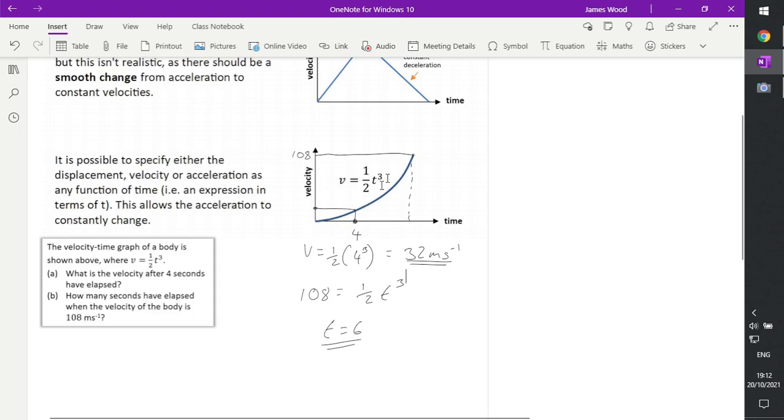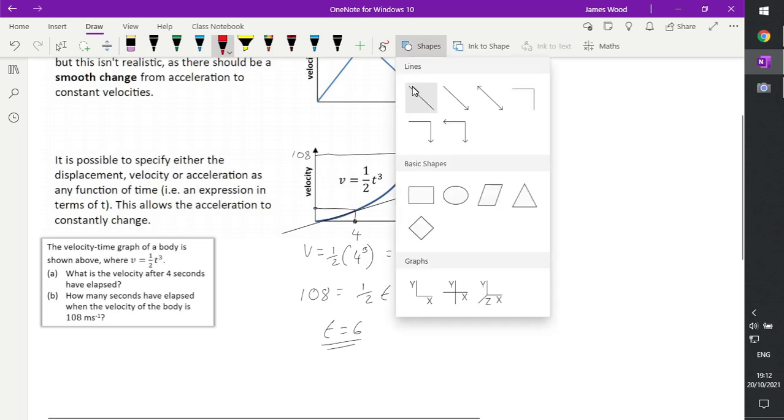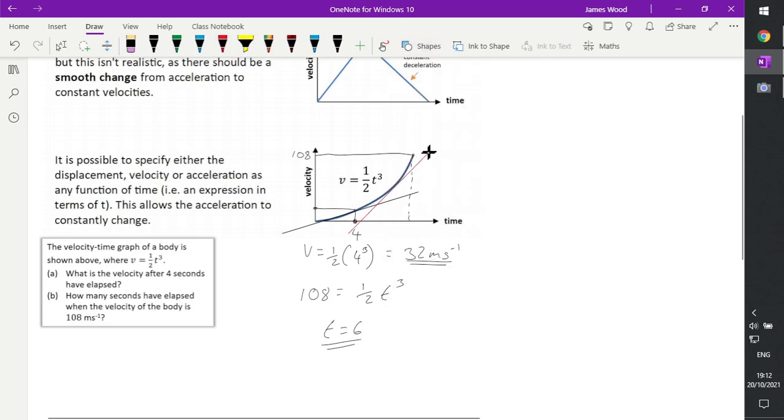If we look at the gradient of this function, so remember we did VT graphs, the gradient of a VT graph is the acceleration. You can tell from here that the gradient is not constant. Maybe if we draw a tangent on to show that. So a tangent at the beginning might look like that. My next tangent, if I draw one later on, it's probably going to have to look a bit more like that. So you can see that it's getting steeper. The gradient of the line is getting steeper, so the acceleration is changing.